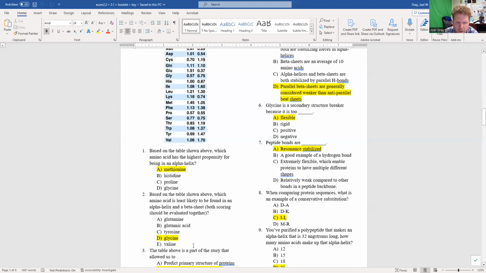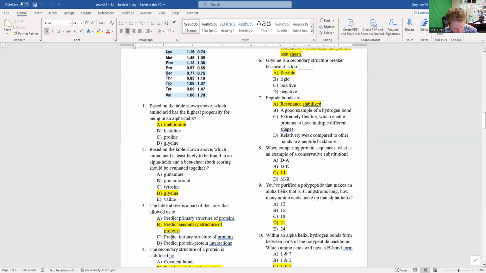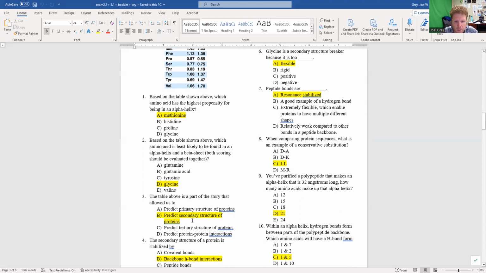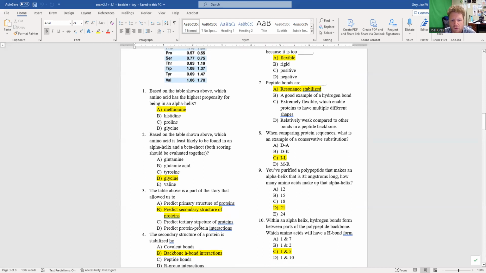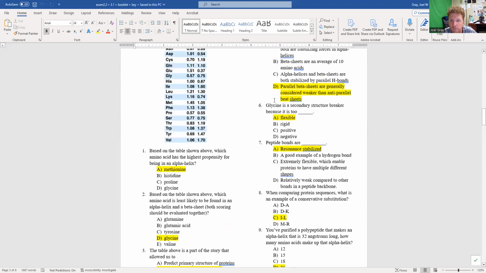Question number 3. The table above is part of the story that allowed us to A, predict primary structure of proteins, B, predict secondary structure of proteins, C, tertiary structure of proteins, and D, predict protein-protein interactions. And the correct answer for number 3 is B. Number 4, the secondary structure of a protein is stabilized by A, covalent bonds, B, backbone hydrogen bond interactions, C, peptide bonds, or D, R group interactions. B is our correct answer for number 4.